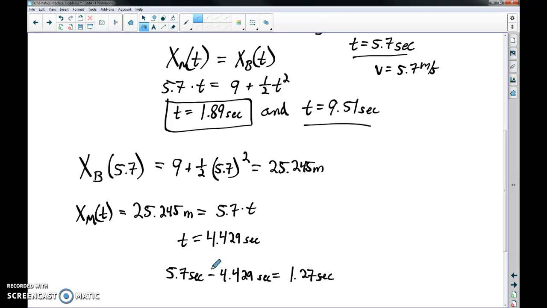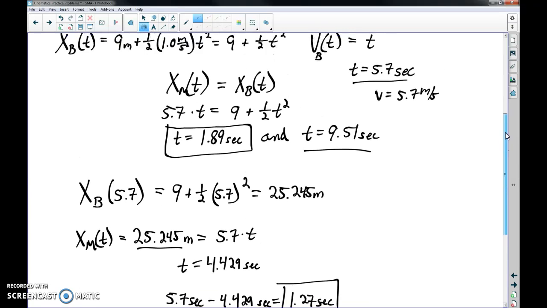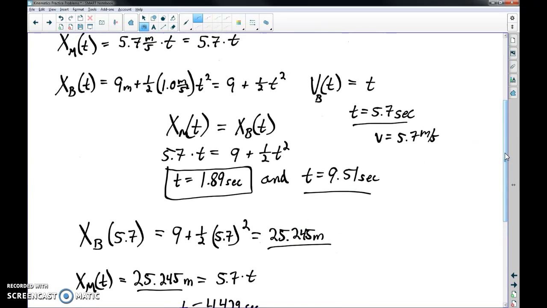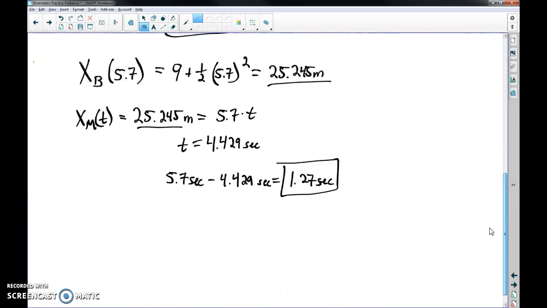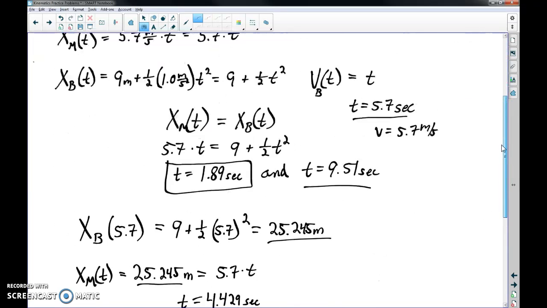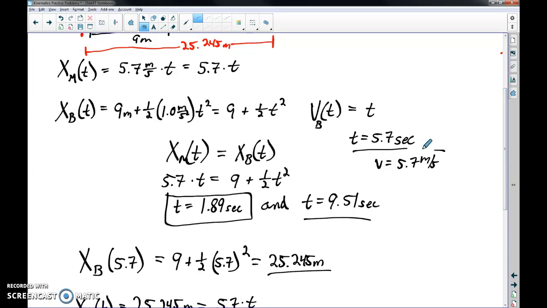The bus has already traveled for 1.27 seconds. I start running. So now I've traveled for this long when the bus has traveled for 5.7 seconds. That puts us both at the exact same position because I've traveled this distance. The bus has also traveled that distance right here, and we're at the same point in time, and that's my answer. I can wait 1.27 seconds. If I wait any longer, the bus is going faster than I am before I catch it, and I'll never catch it after that point. So that's how you solve the problem.